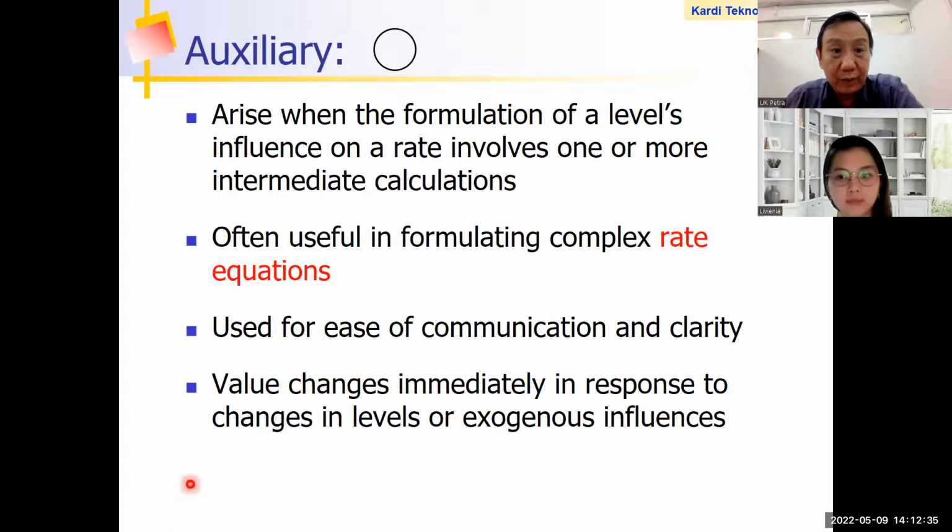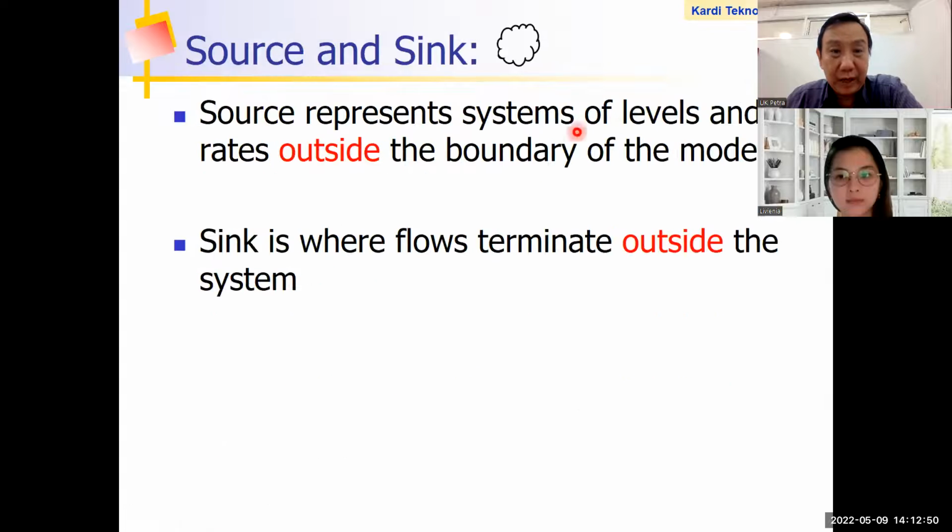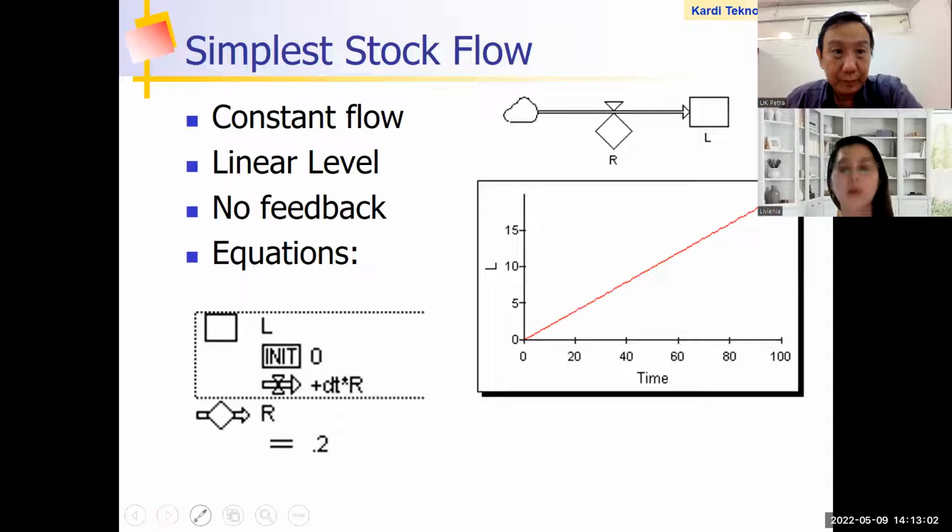So auxiliary, a circle like this, is just a formula, any formula. It can be internal, can be exogenous. And sometimes outside the system, source and sink represent something outside the boundary of the model. So this is the simplest model.